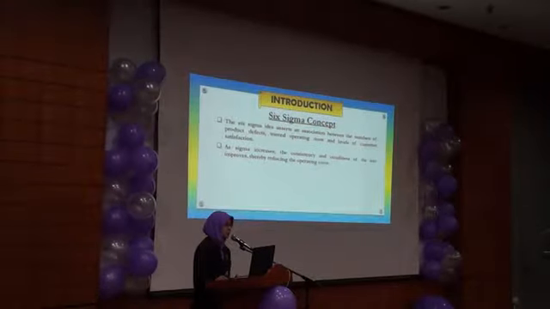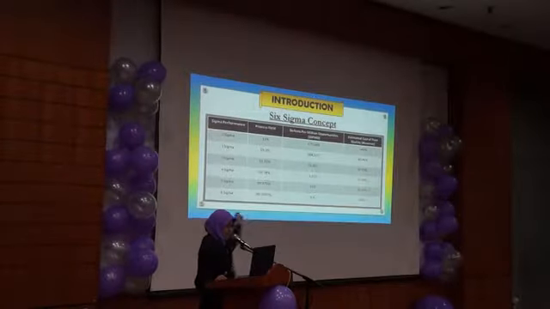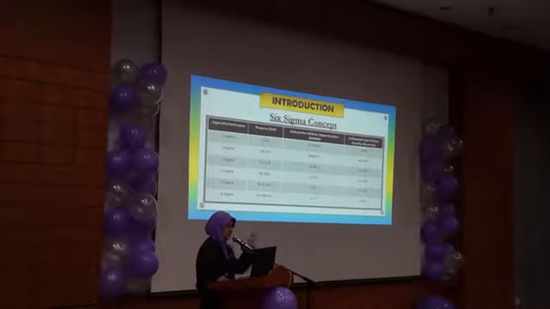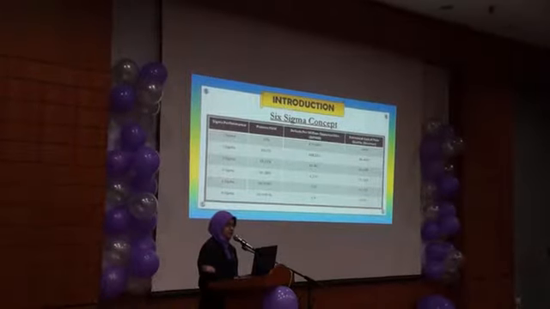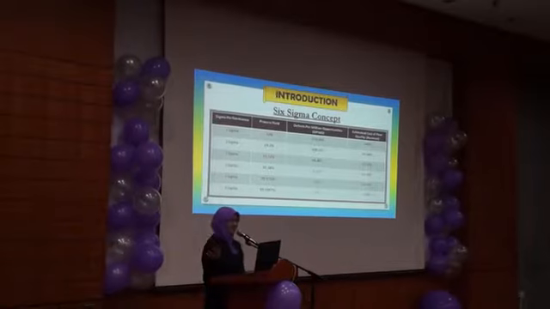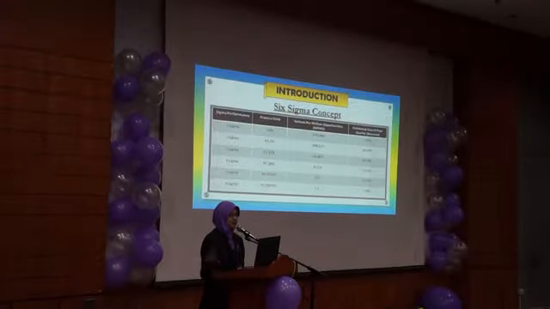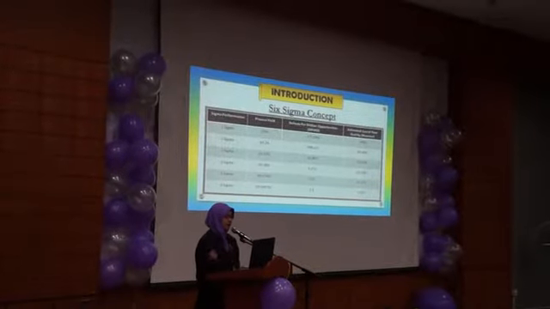So if you look at this table, when the sigma is very low, for example 1 sigma, the process yield is 33%, which means the defects per million is, in 1 million production, there are 670,000 defects. So there are so many defects in 1 million opportunities. So the sigma is very low, which causes the estimated cost of poor quality to be very high.